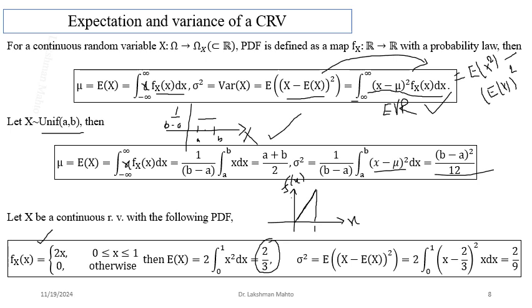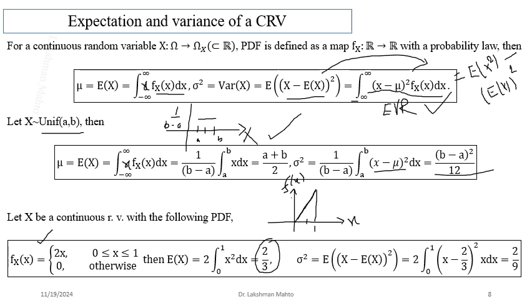Is it the midpoint of the interval 0 to 1? No. In the last case, we observed the midpoint is the expectation. But here, the midpoint is no more the expectation. It is more towards 1, more towards the right. So 2 by 3 will come here. Why? Because the height of the density is more as you approach 1. So that's why the expectation is more leaning towards 1.